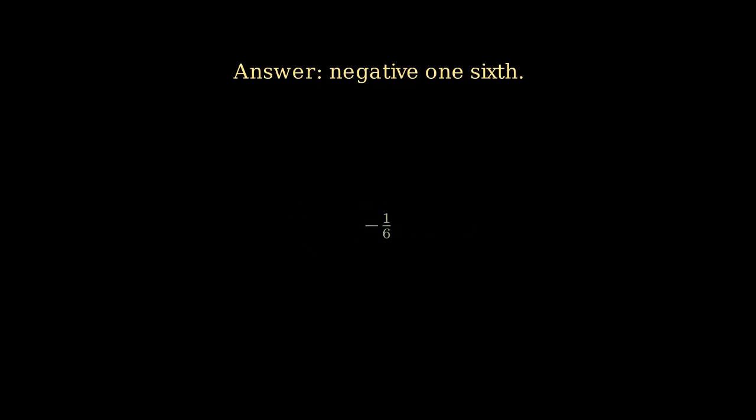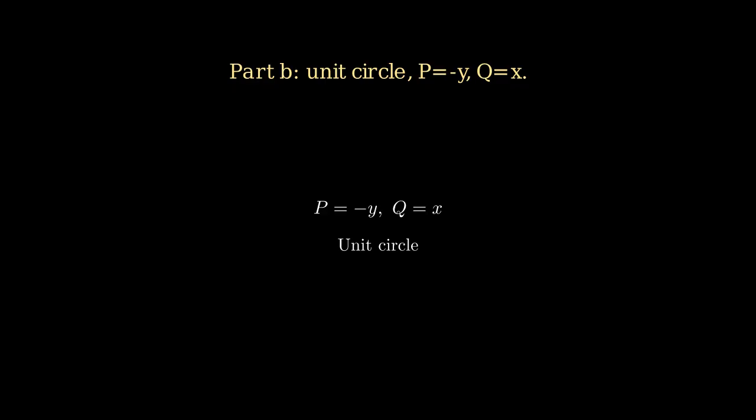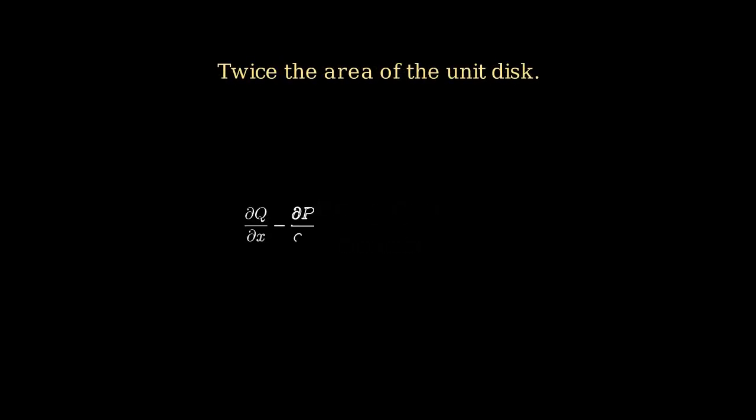Part B. With P equals negative y and Q equals x, evaluate the closed loop integral of P dx plus Q dy around the unit circle. Pattern to recognize. Circular boundary. Polar coordinates are almost always the fastest route once Green's theorem converts this to a double integral. Here ∂Q/∂x minus ∂P/∂y equals 2, so the integral is just twice the area of the unit disk. The answer is 2 pi.